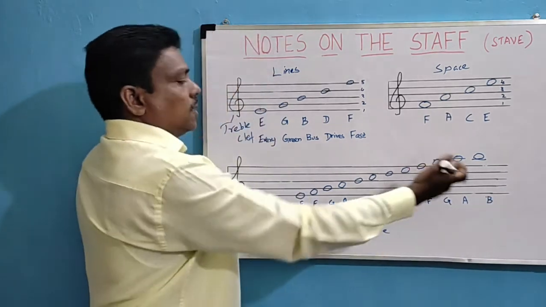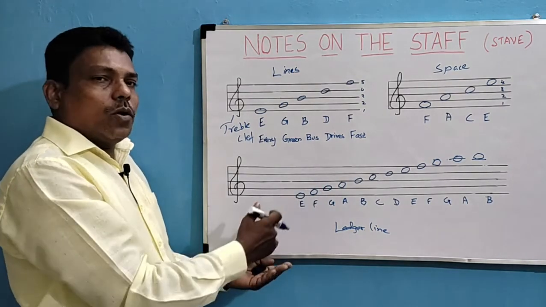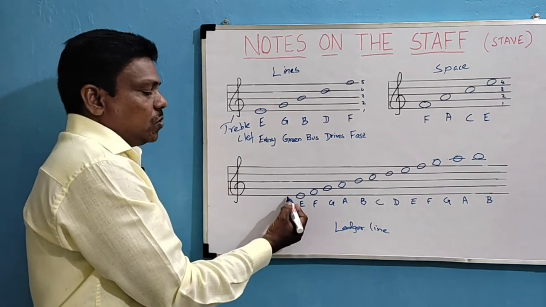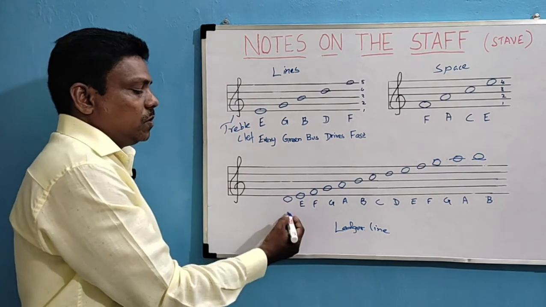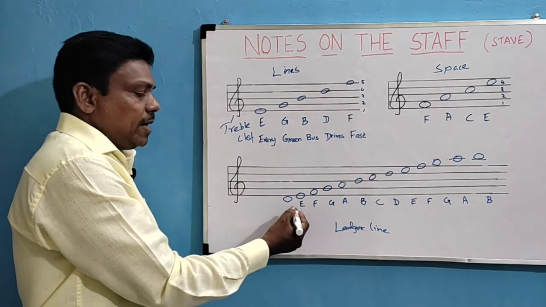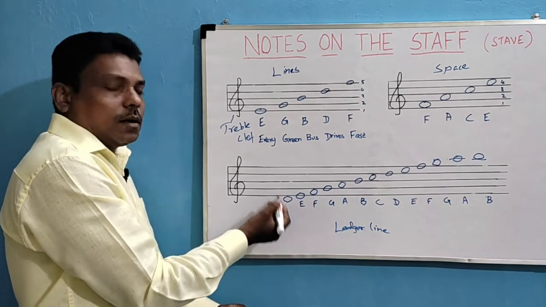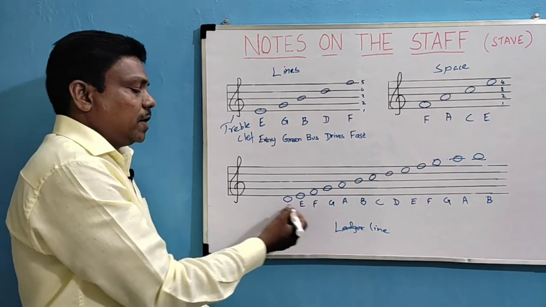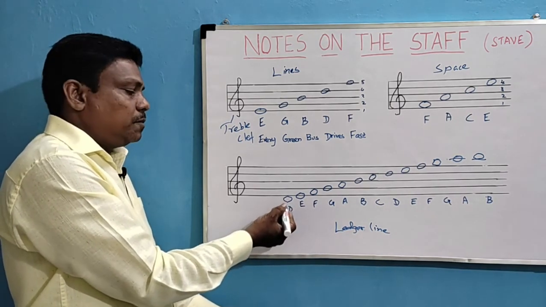The same way it will happen on this side also, going lower and lower. E is on the line. So what will be the previous note? The previous note will be D. There is no line. If you imagine that there is one more line running below this first line, this will be the place where D will be written. D is written on the space.